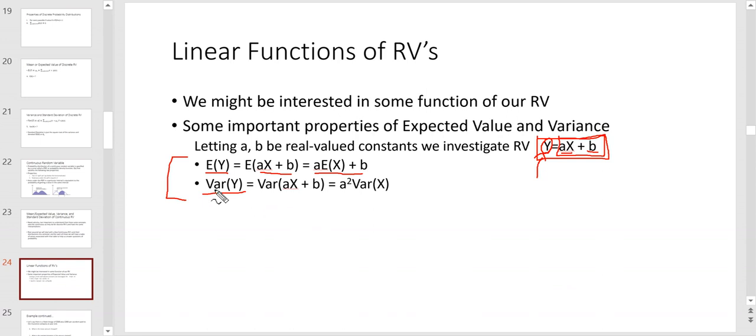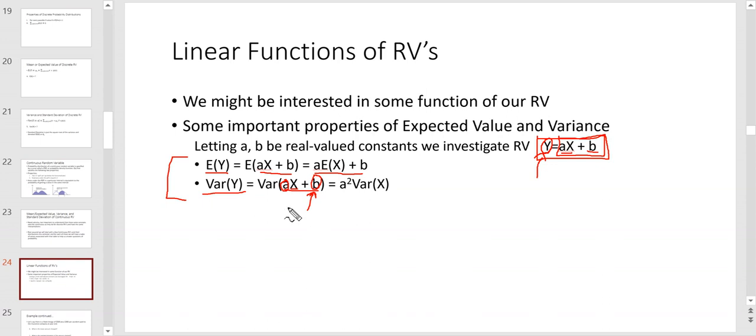Likewise, the variance of y, you can rewrite as the variance of what y equals, which is ax plus b, this linear function. That's going to equal the part that you're multiplying x by, squared, times the variance of x. So b has no impact. In other words, what you add and subtract to a random variable does not affect its variability. It just shifts all the numbers one way or another depending on the sign.